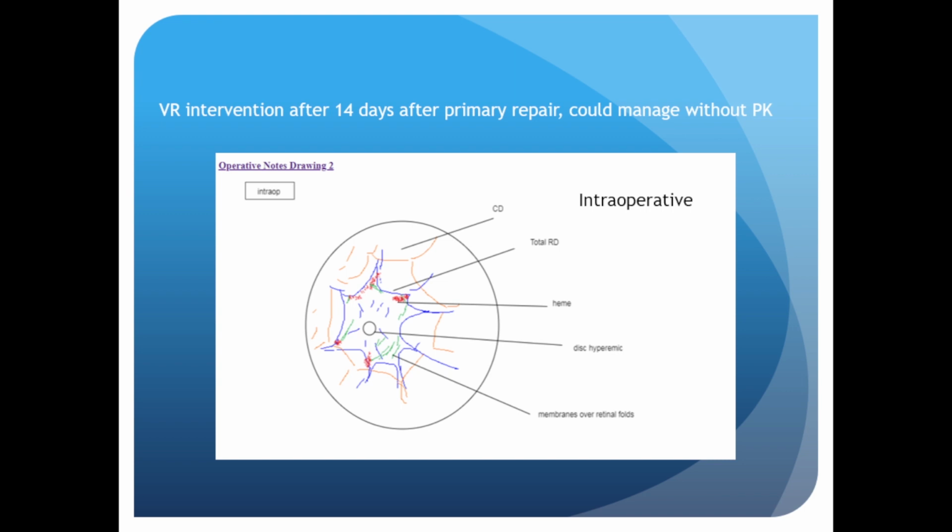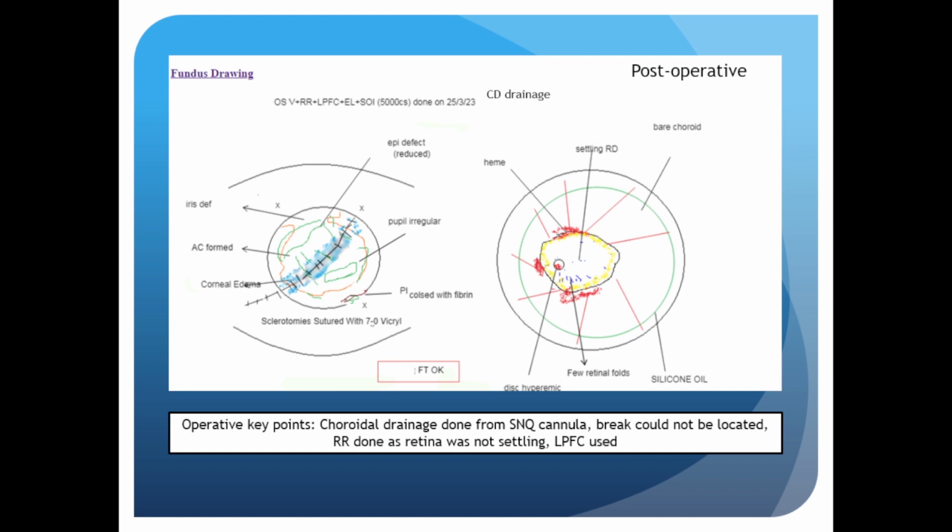This was hyperemic, and there were membranes over the retinal folds, which can be seen here. We have initially done the choroidal drainage with the help of the cannula from the SNQ quadrant. We have drained the choroidals by starting the infusion and using the cotton tip applicator, and with a roll-on mechanism, the fluid came out from the SNQ cannula. And as it was not settling down, we have done the RR.